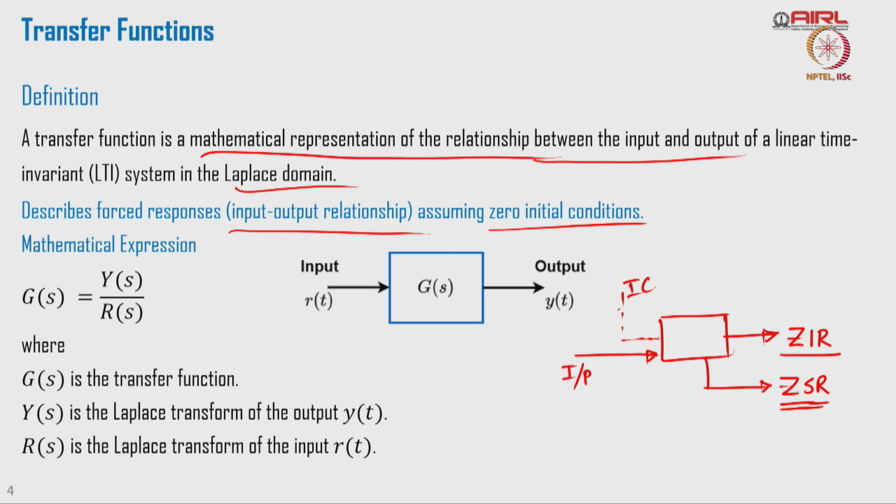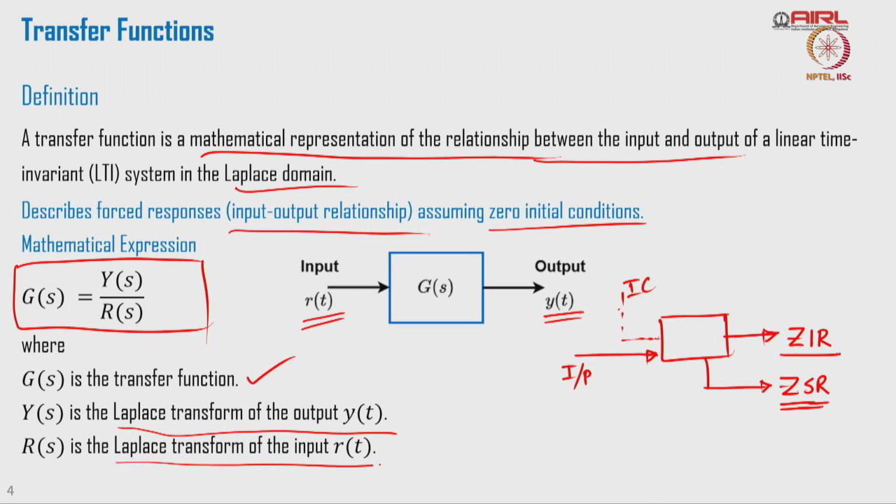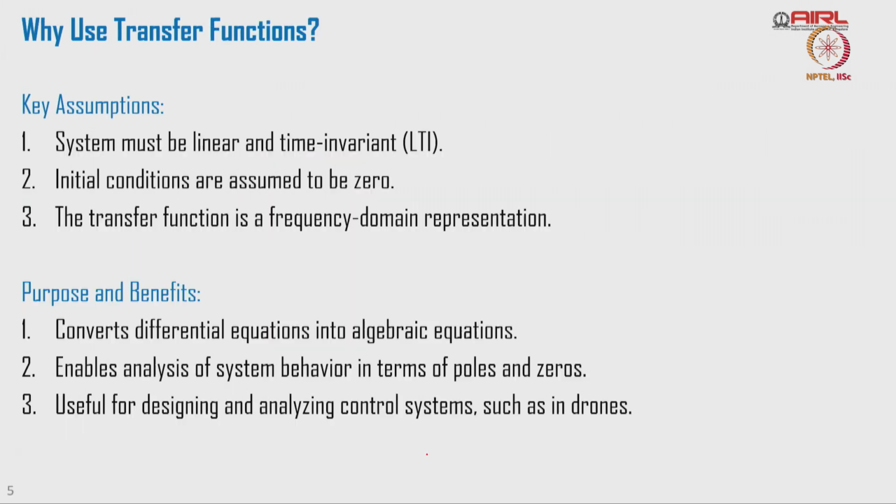Now, the mathematical expression or representation is something like this. Here we are considering that the input is r(t), output is y(t), fine. Where what is G(s)? G(s) is called the transfer function, that is the ratio of Laplace transform of the output and Laplace transform of the input. Okay. So, this is Y(s) and this is R(s), fine.